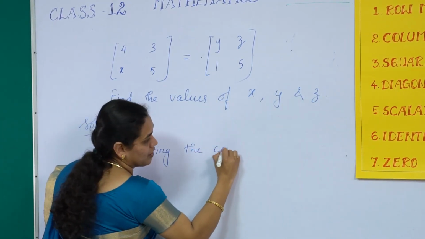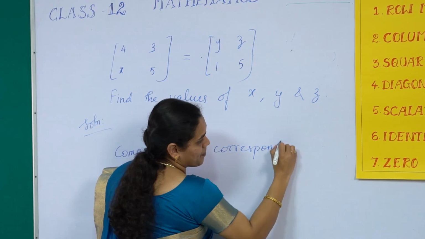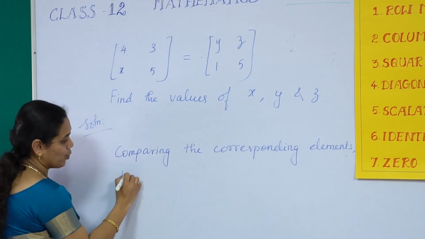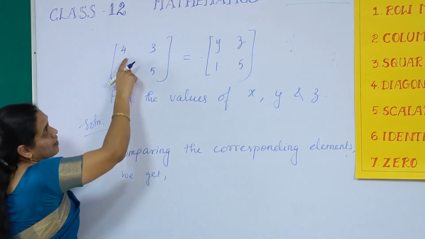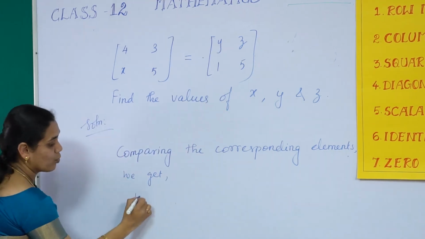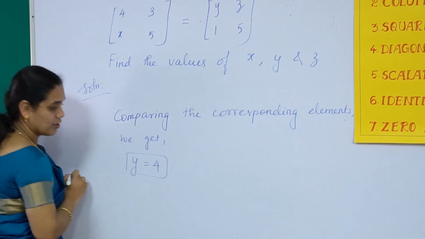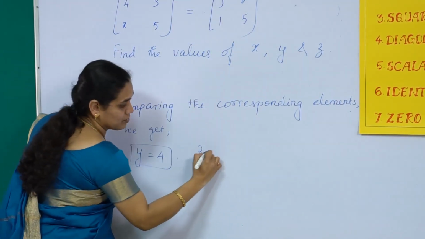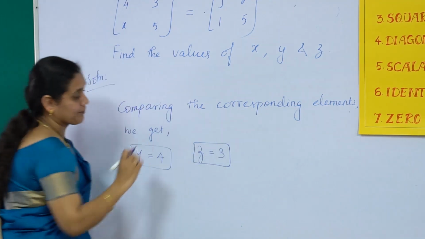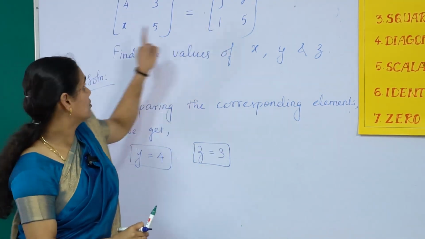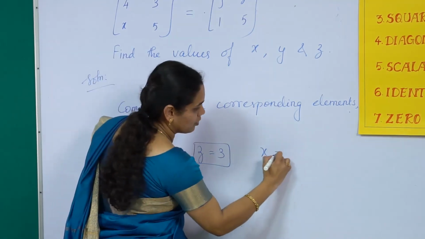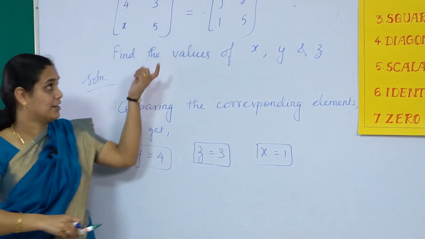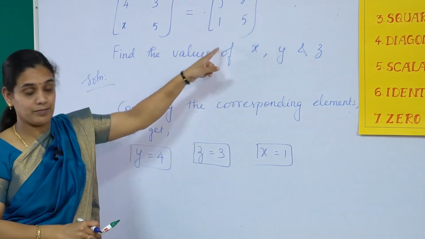Comparing the corresponding elements, we get, in place of 4 we have y. Therefore, y must be equal to 4. We got y. And here 3, and here we have z. So if you equate these two, you get z equal to 3. And in place of x, we have 1. So x equal to 1. That's all. We get the values of x, y, z using the condition that corresponding elements are equal.